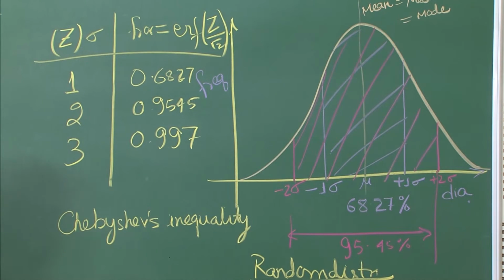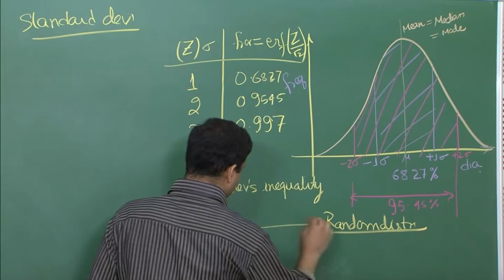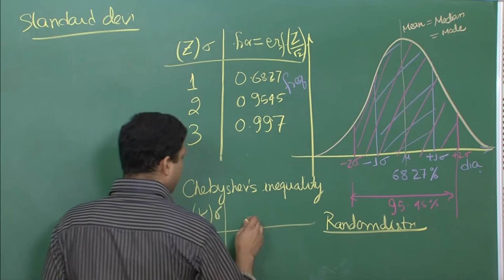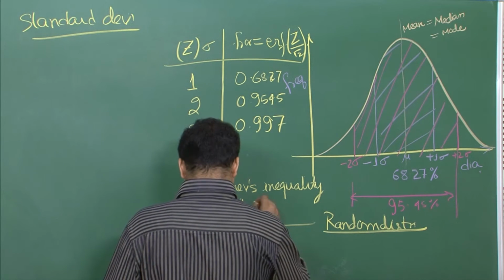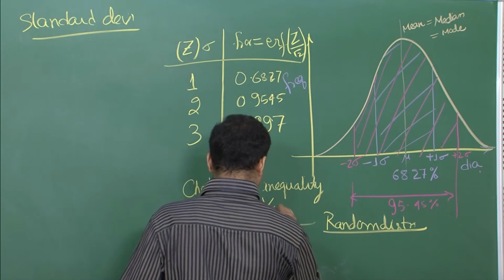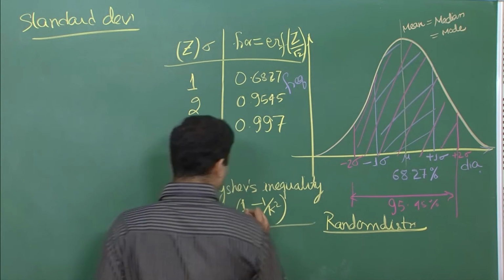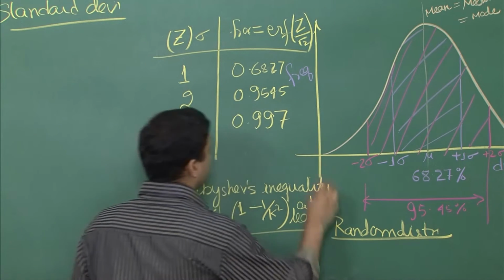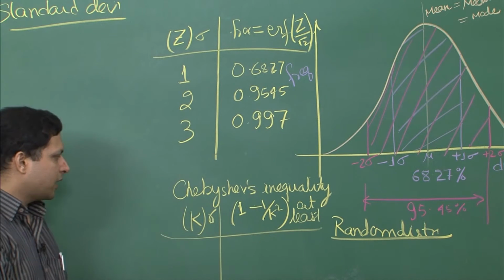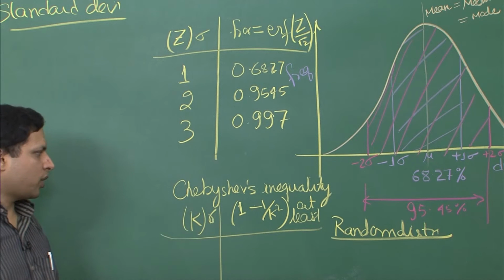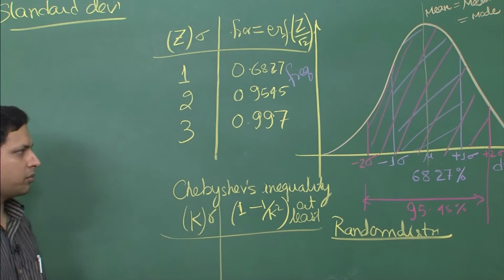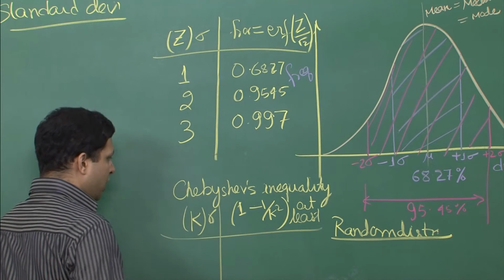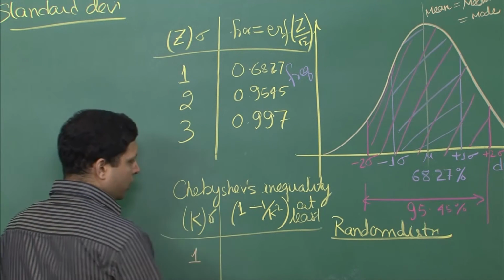What it says is that if you are within k sigma, then at least 1 minus 1 over k square. Now, remember that "at least" is the important word here. Here it was exactly; here it is at least 1 minus 1 over k square of the data should lie within plus minus k sigma. Now, if you put k equal to 1 over here, what you get is 0.